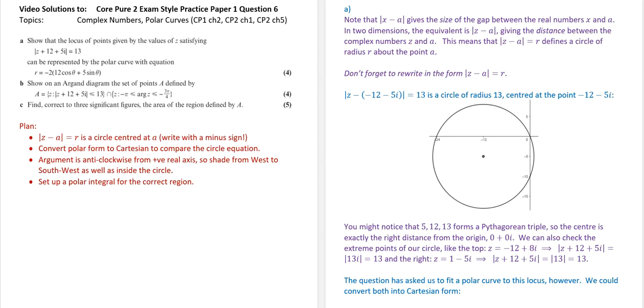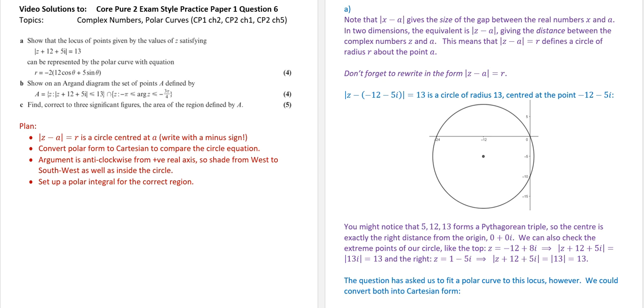CP2 Exam Style Practice Paper 1, Question 6. This question involves complex numbers, as we can see from the very first part, where we've got a 12 plus 5i inside there, and polar curves. We've got r and theta appearing in the very first part of the question as well. In the second part, it talks about an Argand diagram, so we've got to be thinking in terms of loci.